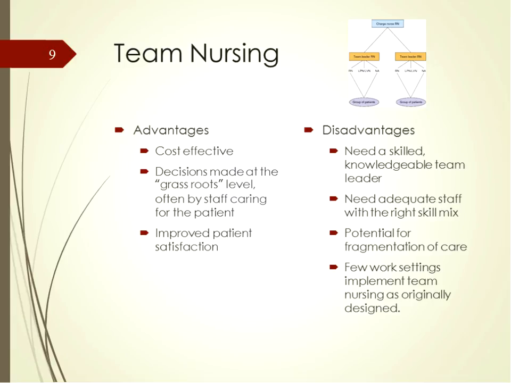Team nursing, or a modification of it, is prevalent in many care settings. Team nursing has some distinct advantages. It is cost-effective. Decisions are made at the grassroots level, often by staff caring for the patient, and there is improved patient satisfaction. It also has disadvantages. It needs a skilled, knowledgeable team leader. It needs adequate staff with the right mix. There is potential for fragmentation of care, and there are few work settings to implement team nursing as originally designed.